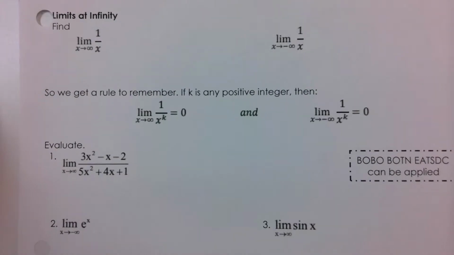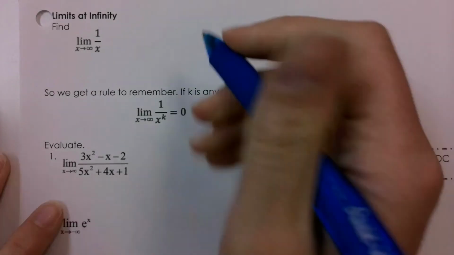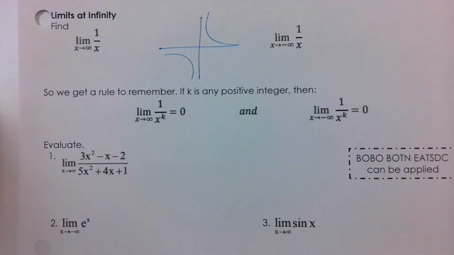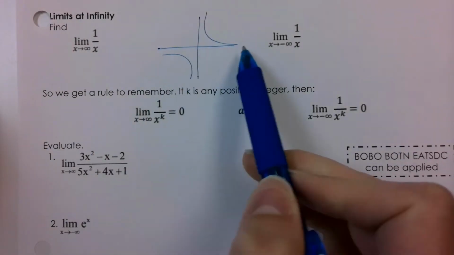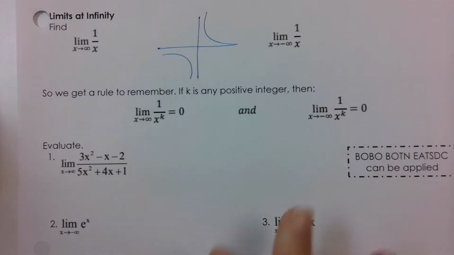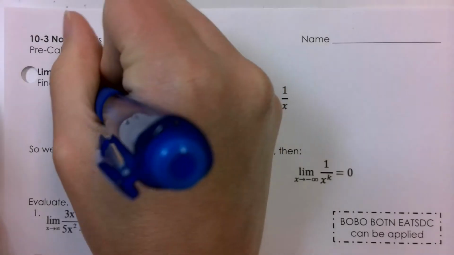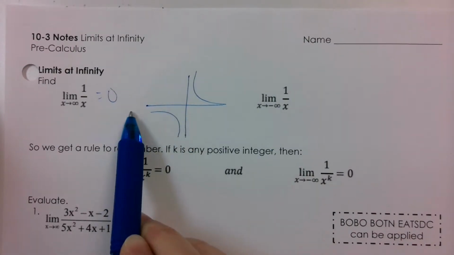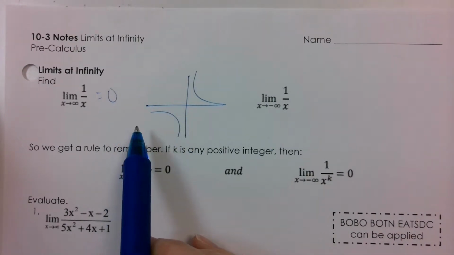But yeah, so for the first ones, if you have 1 over x, you've got to visualize that in your head. So that's one of our parent functions, and you should know what that looks like, yeah? So what does the graph of 1 over x look like? It's this one, right? That's 1 over x. So as x approaches infinity, what is y approaching? 0. And as x approaches negative infinity, what is y also approaching? 0.